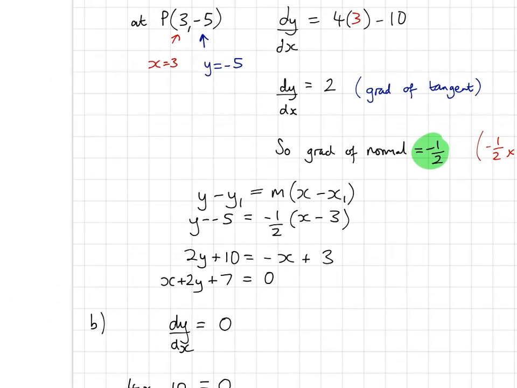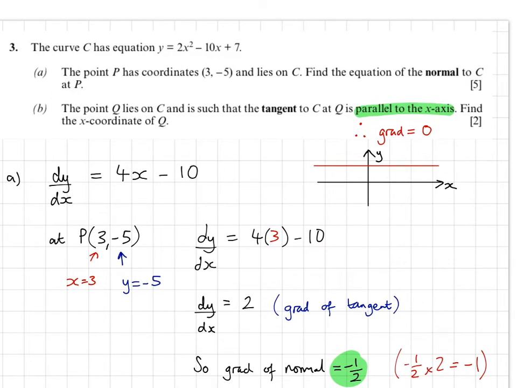Okay. For part B, it says that the point Q lies on C such that the tangent at Q is parallel to the x-axis. So what I've actually drawn there is something that's parallel to the x-axis. So therefore, that means its gradient is equal to 0.